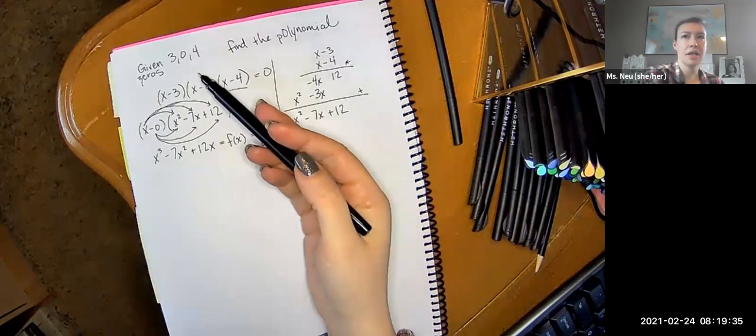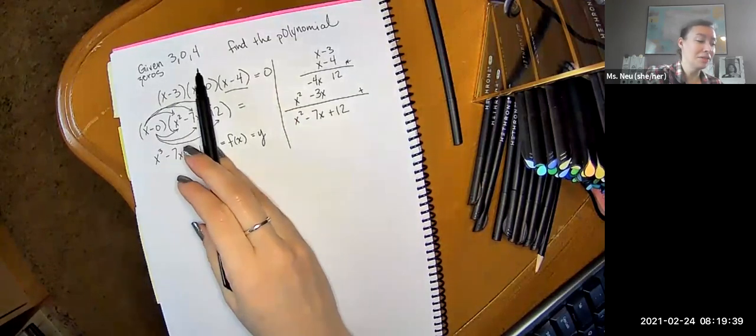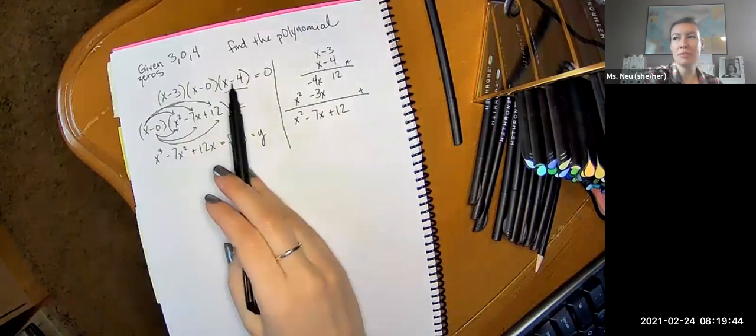Does it actually cross there? You could as well make up your own zeros and then find your polynomial, right? All you have to do is put in the factors.